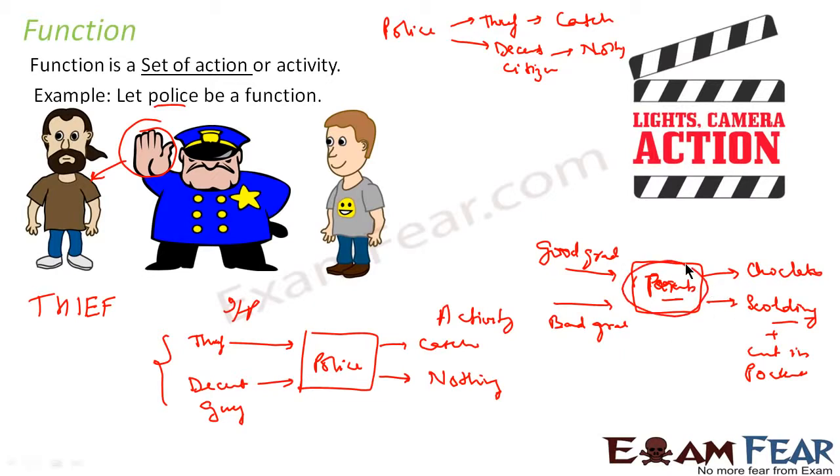So if you see here, parent is nothing but a function that is performing some activity. Sometimes giving you chocolate, sometimes giving you scolding. So scolding and giving chocolates are nothing but activities. And that is based on your input. If you're getting good grades, you're getting chocolates. If you're getting bad grades, you're getting scolding. So this is what function is in real life.